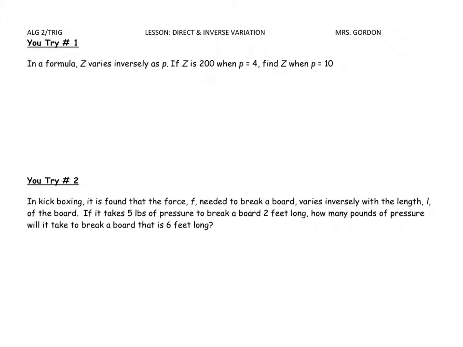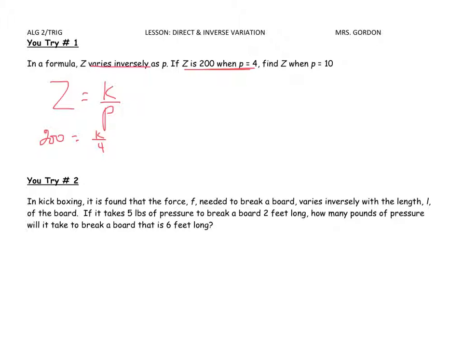In a formula, Z varies inversely as P. If Z is 200 and P is 4, find Z when P is equal to 10. Of course, we see the keyword, it says varies inversely. So Z is equal to K over P. Do we have K? No, so obviously we have to find K. So we know Z for the first set of data, we're using the first set of data, is 200 is equal to K over 4.